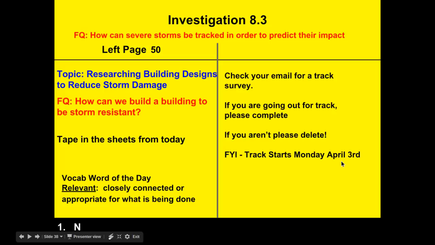Hello, Cardinals. We're going to be talking about investigation 8.3 today, researching building designs to reduce storm damage. And our focus question is, how can we build a building to be storm resistant? A little bit of extra information. The word relevant means closely connected or appropriate for what is being done.